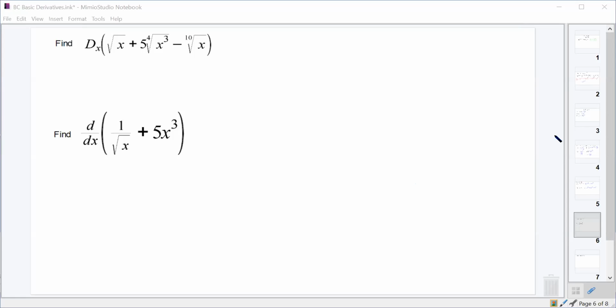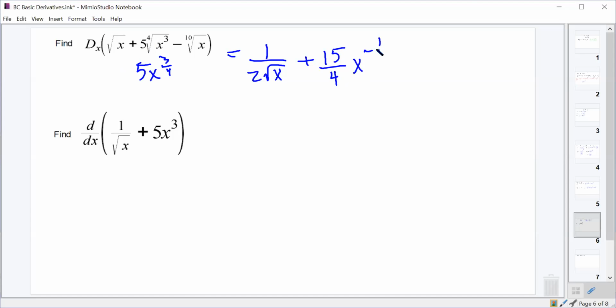So our root x should become what? 1 over 2 root x, that's the rule that we should know. Our 5/4 roots of x cubed, that's x to the 3/4. So if this is 5x to the 3/4, that should become 15/4 x to the negative 1/4. And then this one is minus 1, or x to the 1/10, so it should become minus 1/10 x to the negative 9/10. Everybody good there?